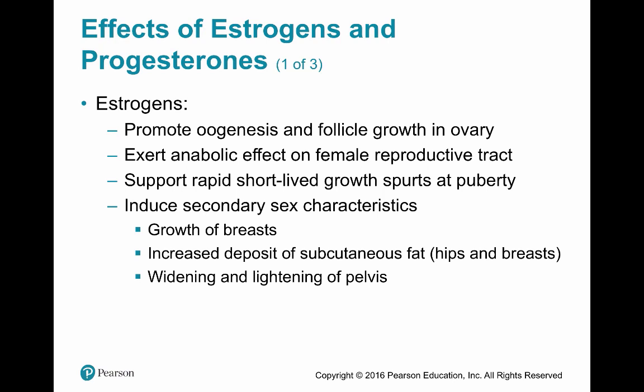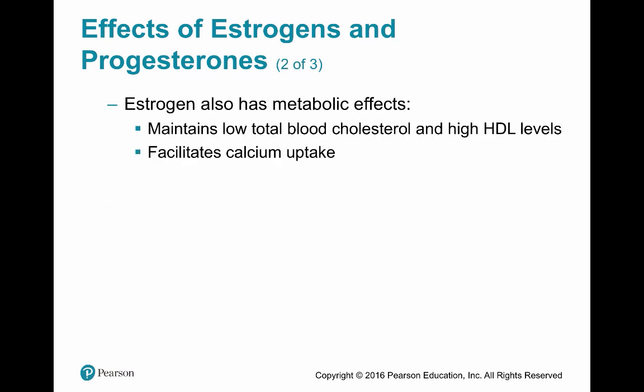Now, estrogen is important because it promotes oogenesis and follicle growth in ovaries. It helps to increase anabolic effect on the female reproductive tract, and it's there to support rapid, short-lived growth spurts of puberty. It also helps to induce secondary sexual characteristics like growing breasts, having subcutaneous fat on your hips and breasts, and the widening and lengthening of the pelvis. And we looked at some secondary sexual characteristics in males as well.